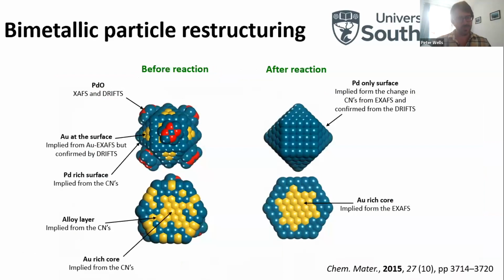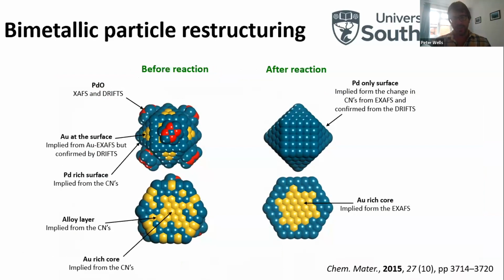And of course, one thing that I think is really important to say is that in terms of our supported nanoparticles, you may have a structure to begin with, but during catalysis, these nanoparticles are very dynamic. So with Emma Gibson, we did some work on gold palladium nanoparticle restructuring. Again, this was a really early hub project, almost 10 years ago now.